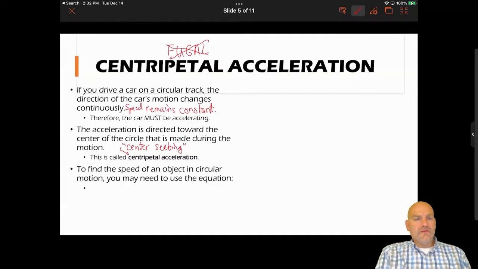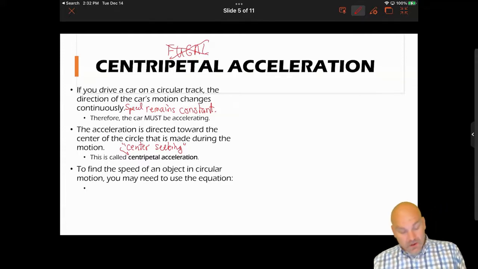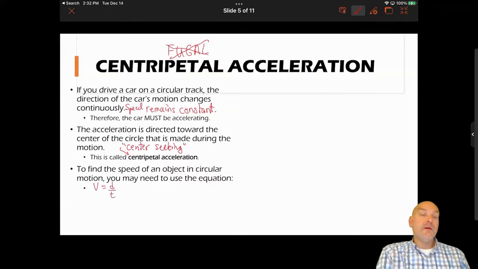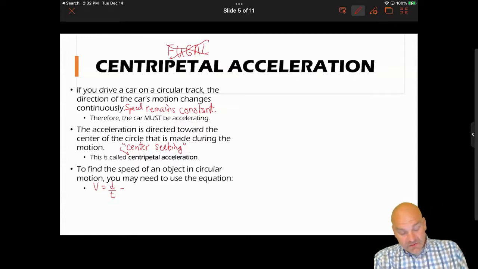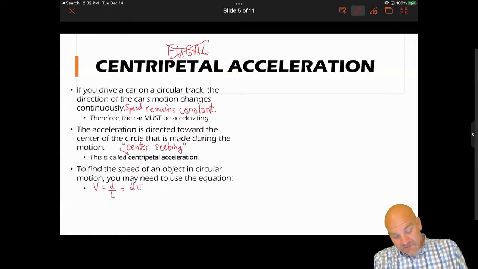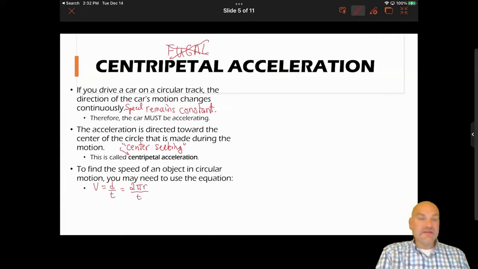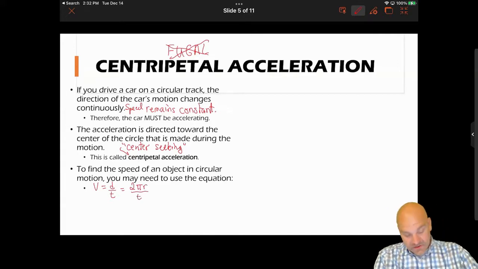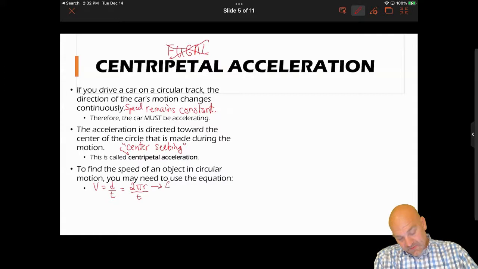Now, if we need to find the speed of an object in circular motion, experiencing centripetal acceleration, we are going to use the equation speed equals distance over time. But if I'm going in a circle, the distance that I travel is the circumference of the circle in that set time, okay? So the numerator here is the circumference.